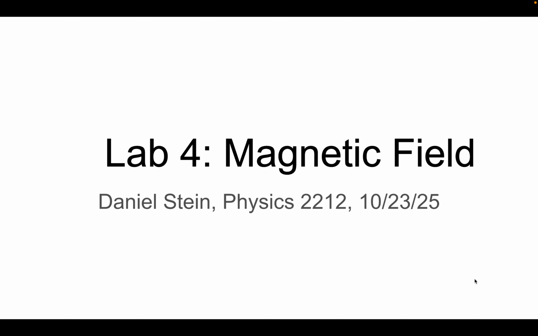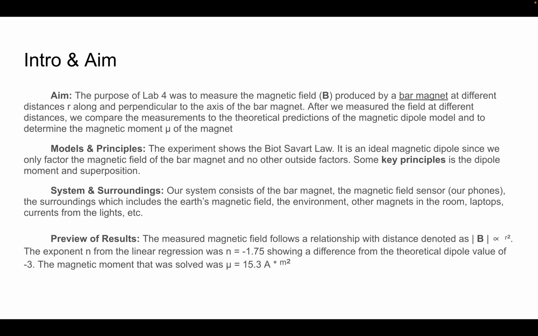Hi everyone, this is Lab 4 Magnetic Field. The aim was to measure the magnetic field produced by a bar magnet at different distances along and perpendicular to the axis of the bar magnet. After we measured the field at different distances, we compared the measurements to theoretical predictions of a magnetic dipole model.